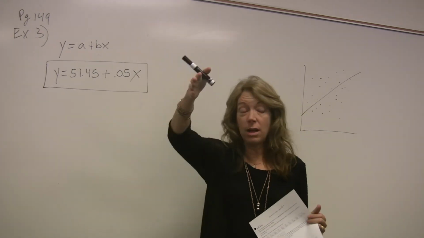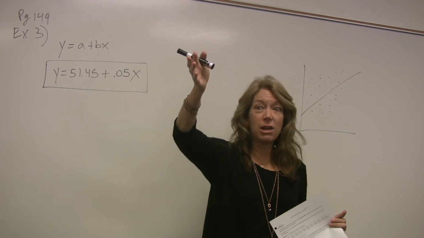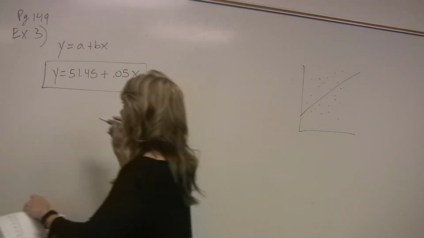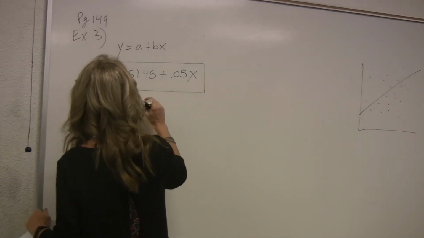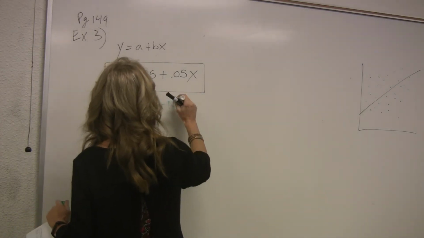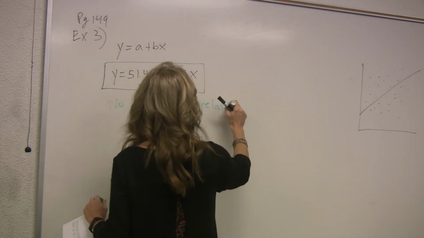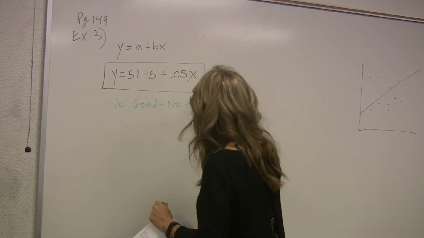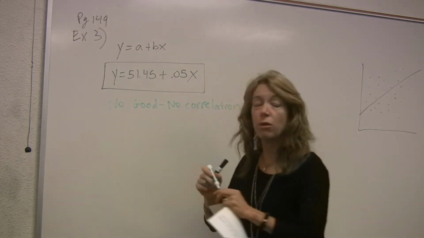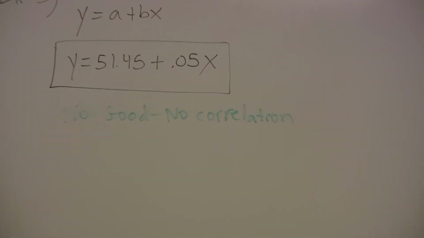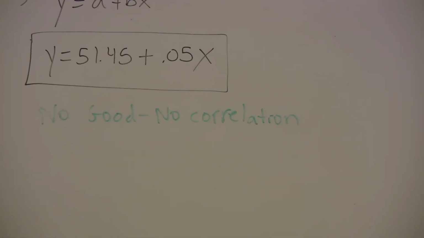So that's what Hector was asking a minute ago. He thought we weren't going to use it. We're not. We found it, but it's no good, because we have no correlation. I cannot tell you enough the number of people who will find the line and plug in X every time. That is not how we make the prediction.